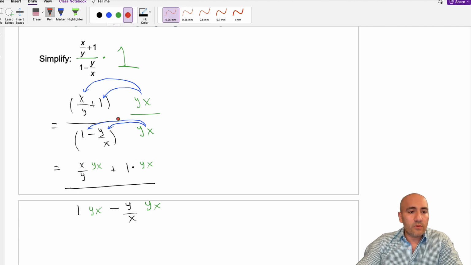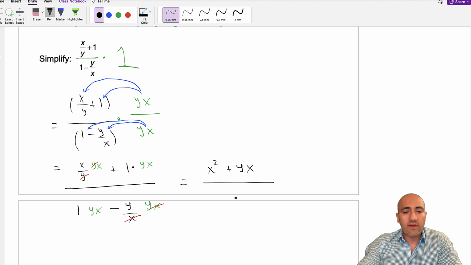And now is where the fun happens. This y and this y cancel. This x and this x cancel. And what survives is an x times x, or an x squared, and then plus yx divided by, and then a yx, and minus a y squared.